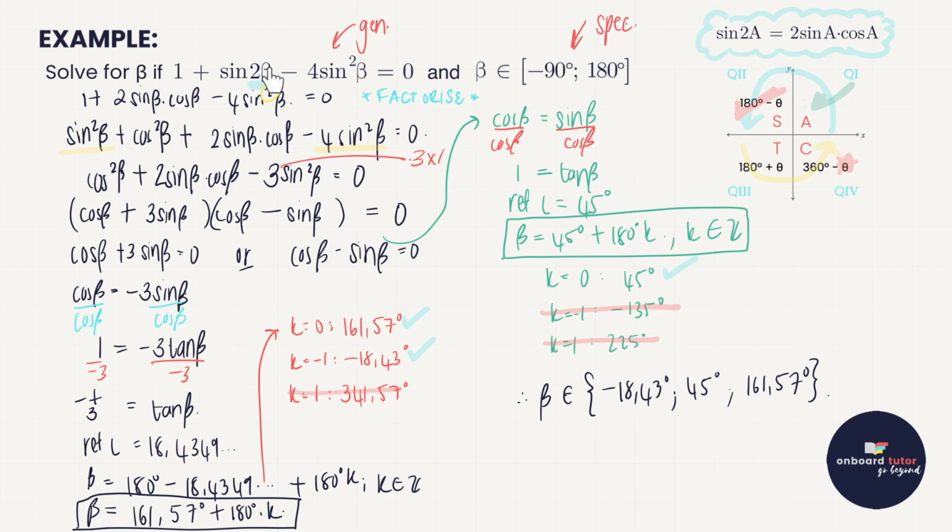We used our double angles. We then factorized. We got a whole load of things to work out. Got our reference angles, applied to quadrants. And once we had the general solution, we then took that and substituted in values for k to end up with a specific solution.